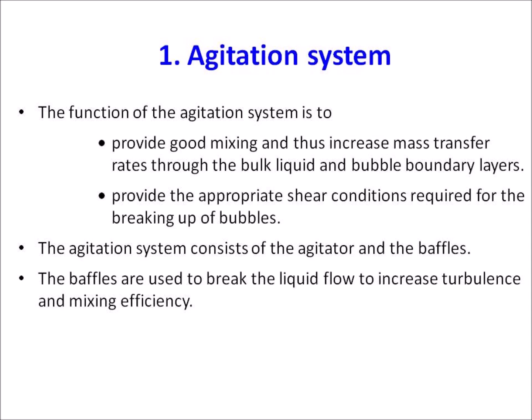Agitation system. The function of the agitation system is to provide good mixing and thus increase mass transfer rate through the bulk liquid and bubble boundary layers, and to provide the appropriate shear condition required for the breaking up of bubbles. The agitation system consists of the agitator and the baffles. The baffles are used to break the liquid flow to increase turbulence and mixing efficiency.